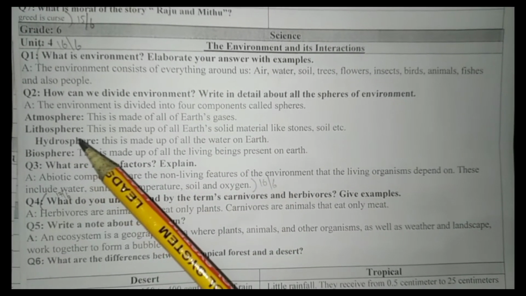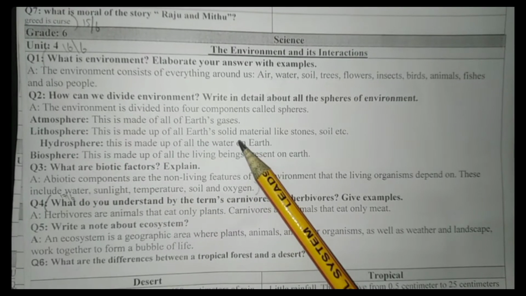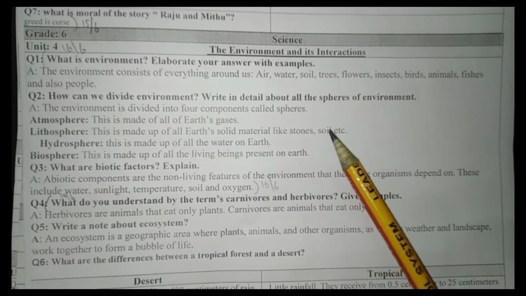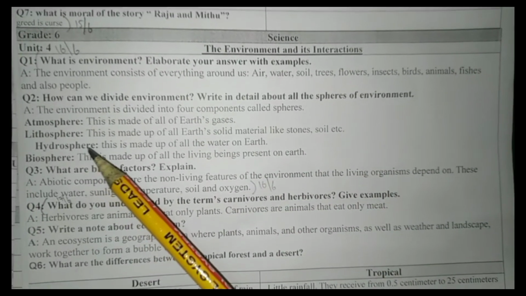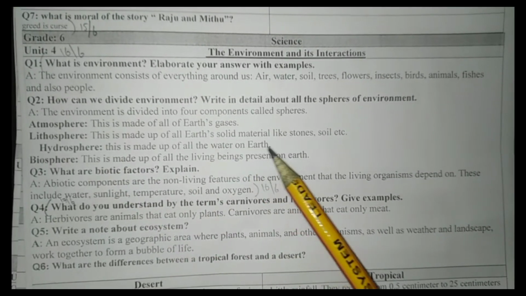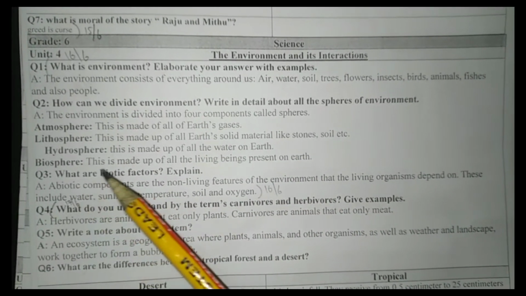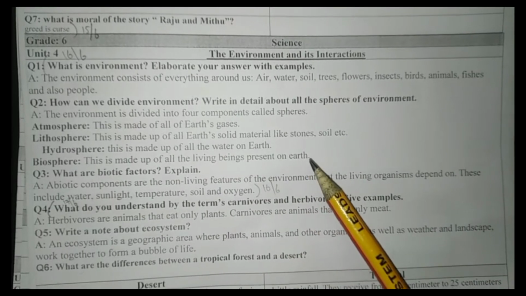Second one is lithosphere, made up of all the Earth's solid materials like stones, soils, etc. Hydrosphere, it is made up of all the water on Earth. Biosphere, this is made up of all the living beings present on Earth.